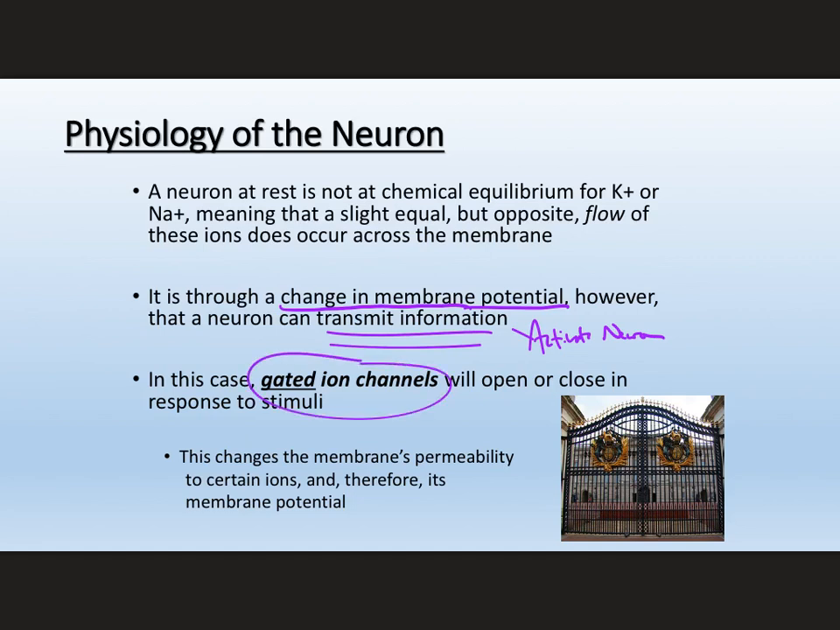Gated ion channels that are open or closed to allow the rush of ions in or out at a particular moment, or a sudden rush of an ion in or out of the cell. So in other words, in order to change membrane potential, we have to change the membrane's permeability to ions.